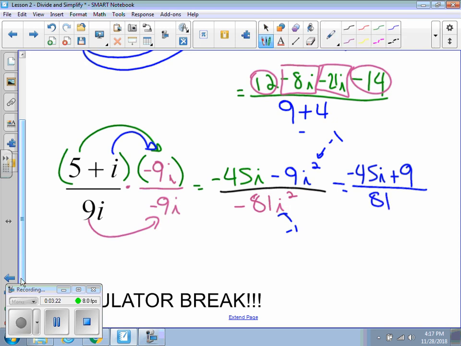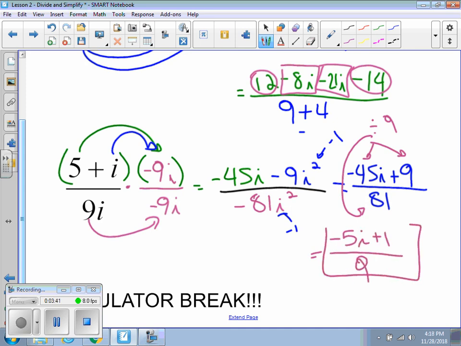Now this looks good because there's no i in the denominator, but it's not fully simplified because all 3 of these terms are divisible by 9. So we can simplify it just a bit more by dividing everything by 9 to leave us with (negative 5i plus 1) over 9. And this is fully simplified.